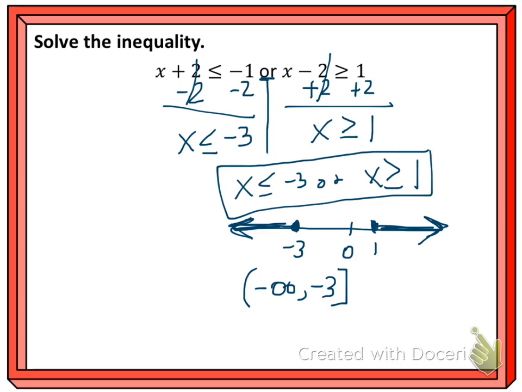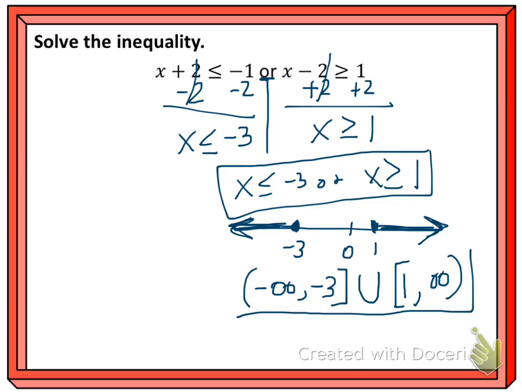a bracket. Instead of writing the word or, you write a U for union, and then the next smallest number we have is 1 all the way up to infinity. The 1 gets a bracket because it's equal, and the infinity always gets a parenthesis. So here's the same answer written in interval notation.